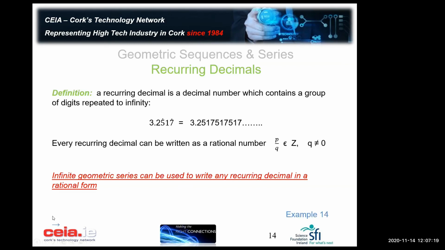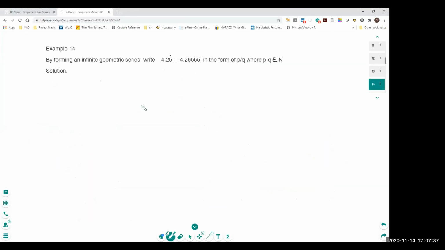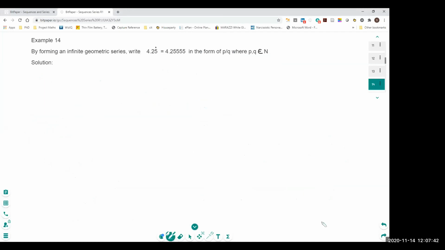And we go to our final example in this, number 14. By forming an infinite geometric series, write 4.25 recurring, that is 4.2555 and so on, in the form of P over Q, where P and Q are natural numbers.